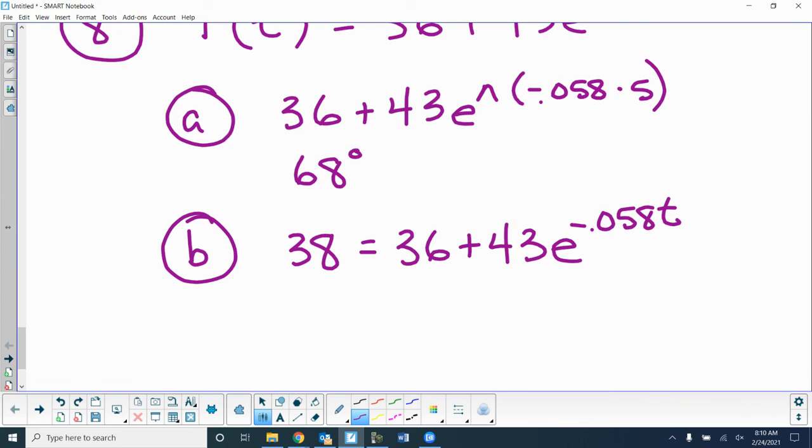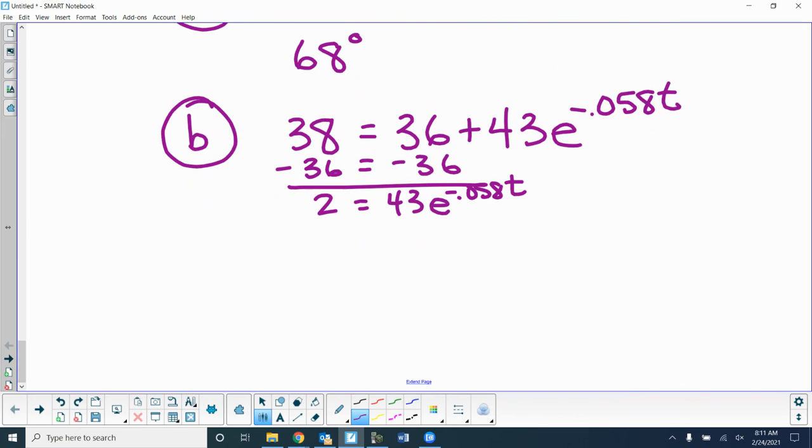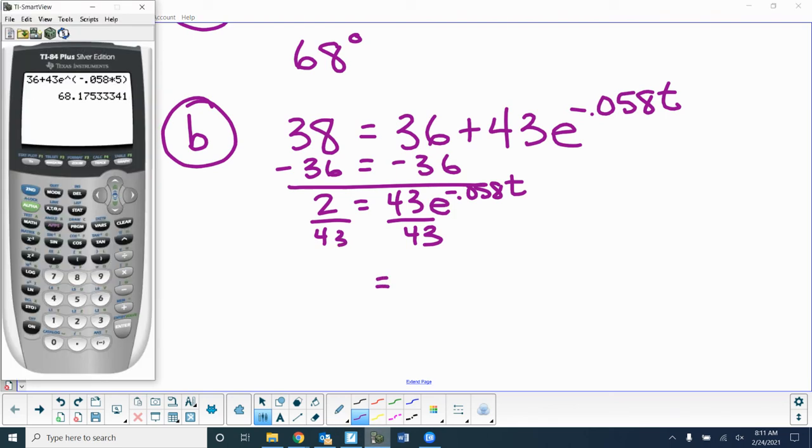How do I move the 36? Subtract it, right? So I get 2, and then I get 43e to the negative 0.058t. How do I move the 43 over? Division, right? So that decimal, 2 divided by 43, is 0.0465.